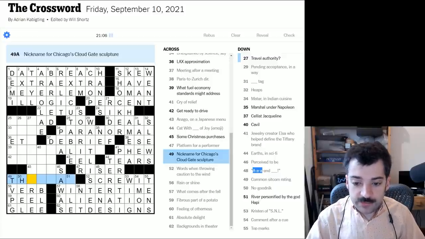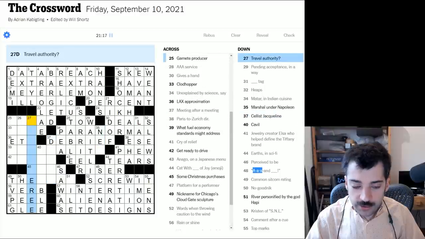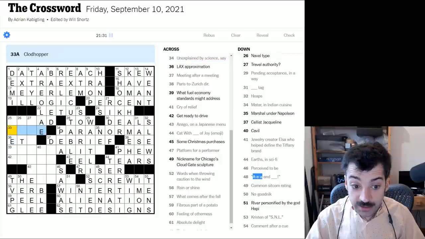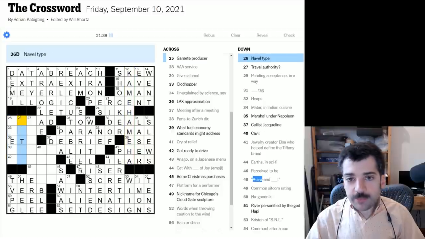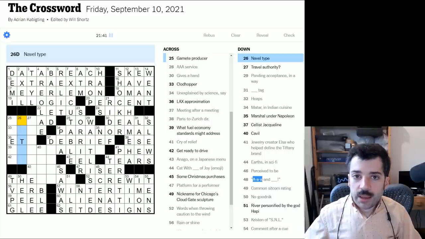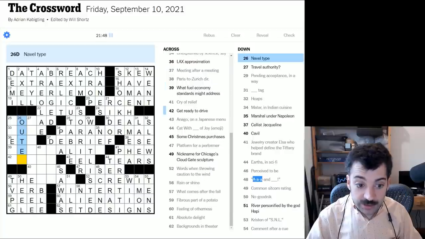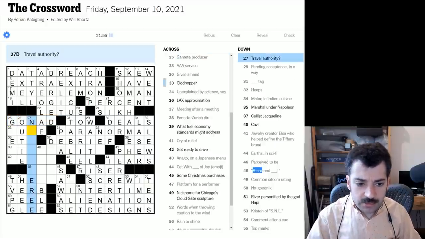So nickname for Chicago's Cloud Gate sculpture. It could very well start with the. A lot of nicknames start with the. So that's possible. Travel authority. Gamete producer. Clodhopper. So this could be ETA or ETD. Naval type. This could be innie or outie, a belly button. And with that ET from ETA or ETD, it would have to be outie. So could gamete producer be gonad? Does that follow? Does that track? I think so.